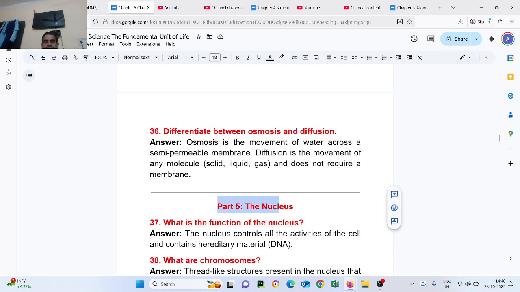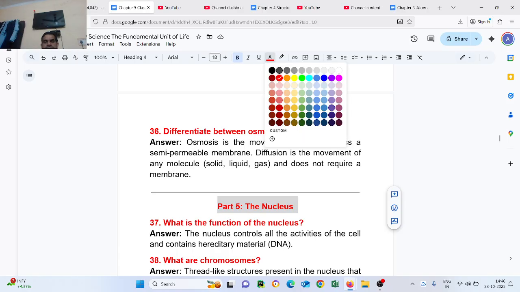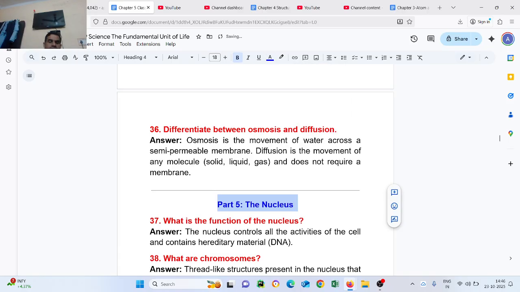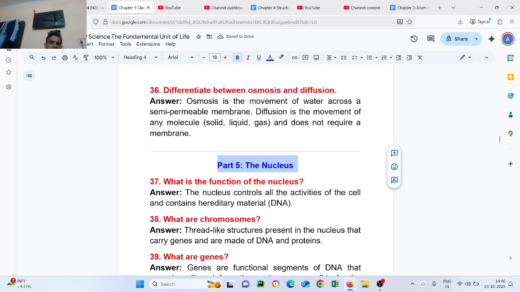Now move to part 4, nucleus related questions. Question number 37. What is the function of the nucleus? The nucleus controls all the activity of the cell and contains hereditary material.